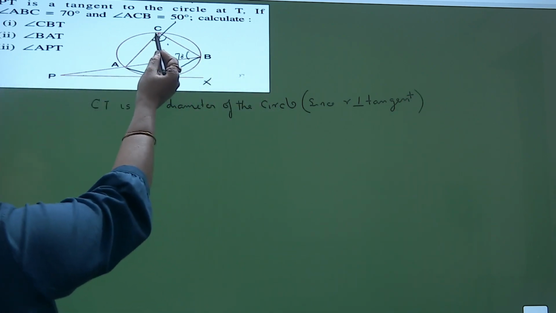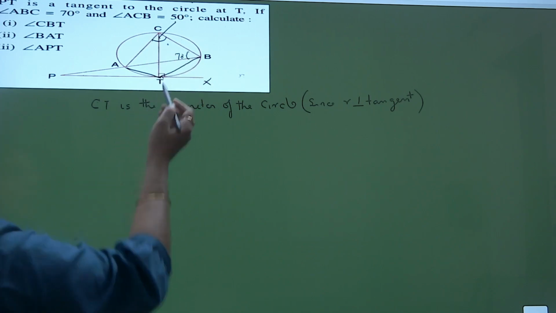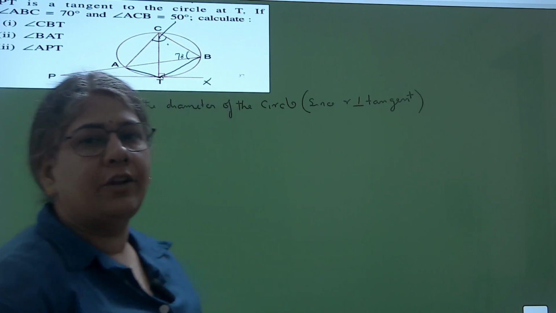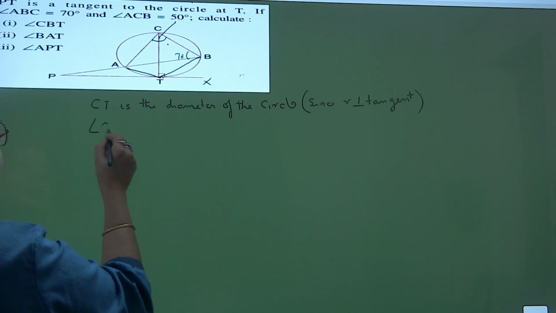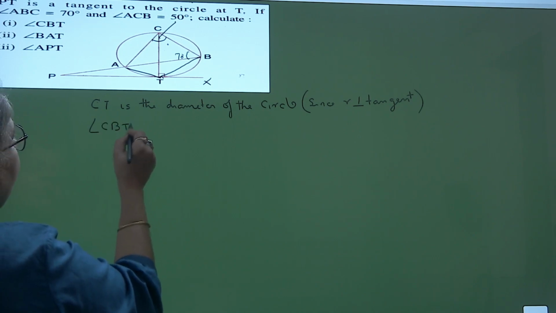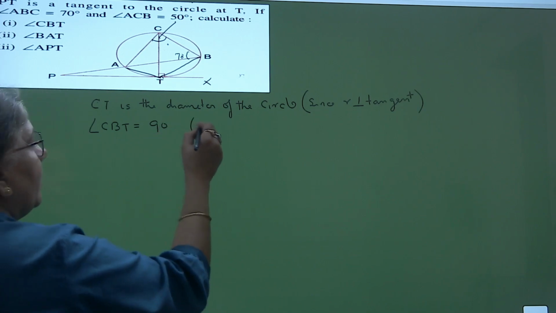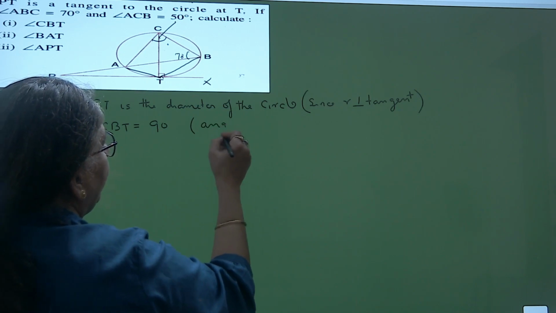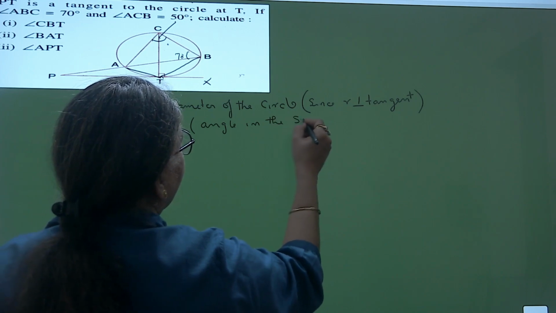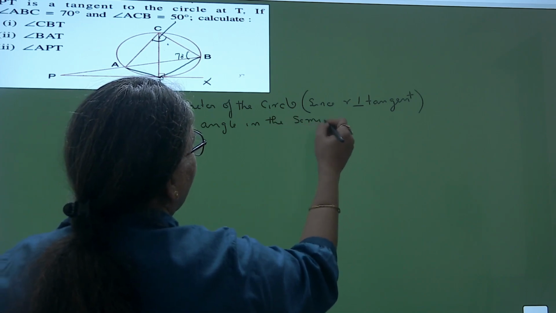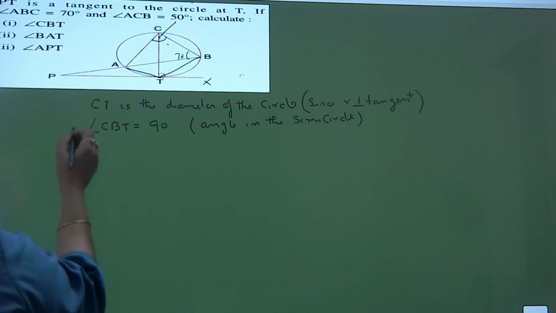Now, if we see this triangle CTB, this angle CBT is the angle that is formed in the semicircle. So angle CBT will be equal to 90 degrees. Reason will be: angle in the semicircle is 90 degrees. Okay, so the first part is solved.